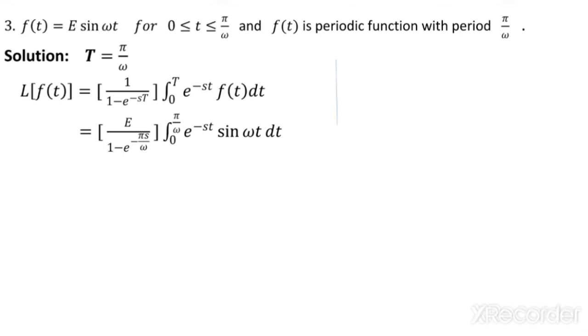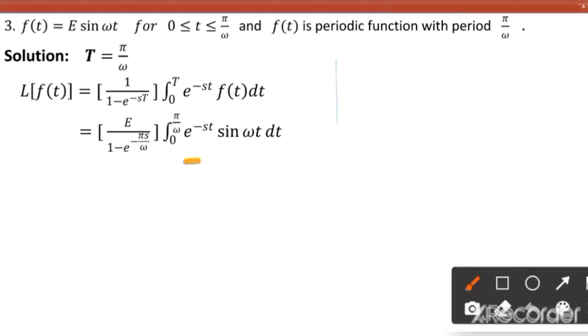So we have e by 1 minus e power minus pi s by omega integral 0 to pi by omega e power minus st sin omega t dt. Now how to integrate this? How can we integrate e power minus st sin omega t? Here we cannot use Bernoulli's rule because none of these two are polynomial. So we have to use some other method.